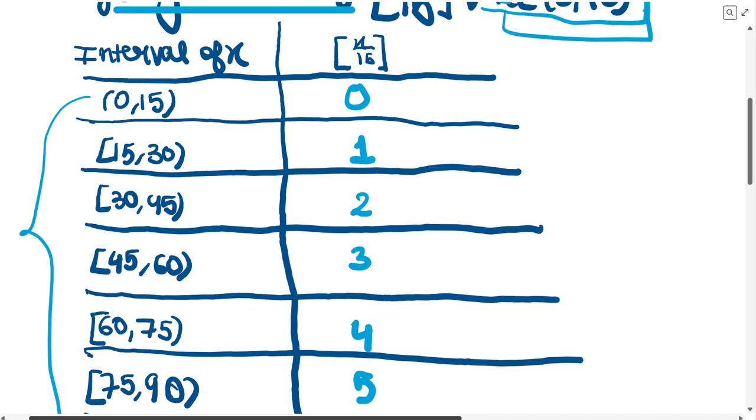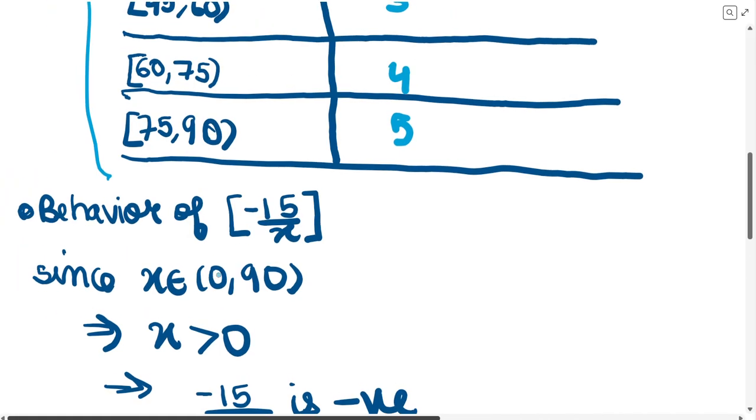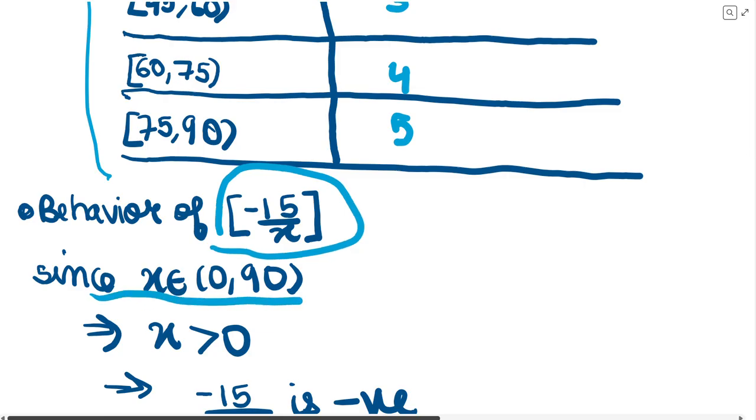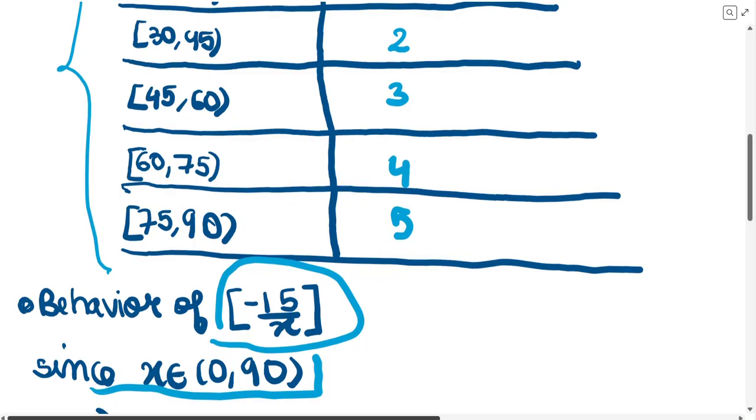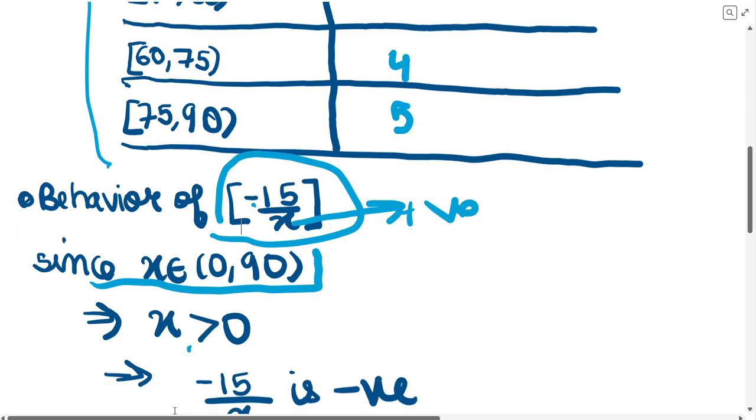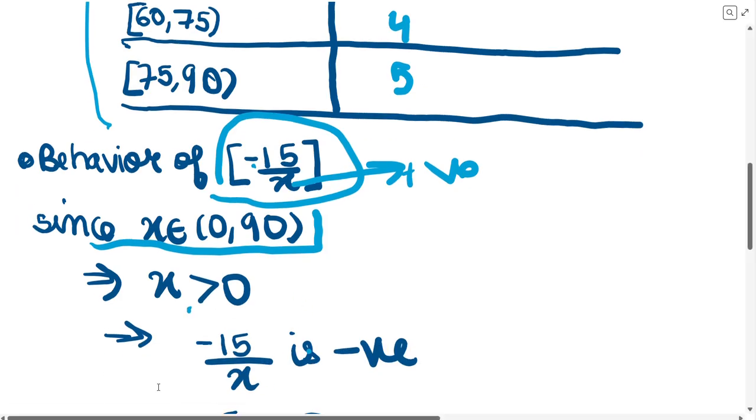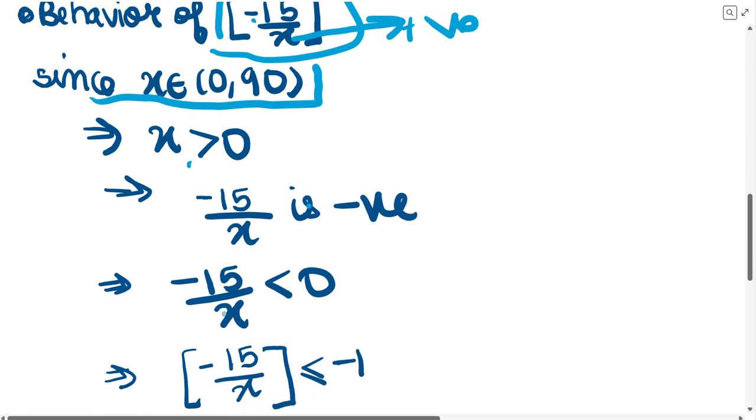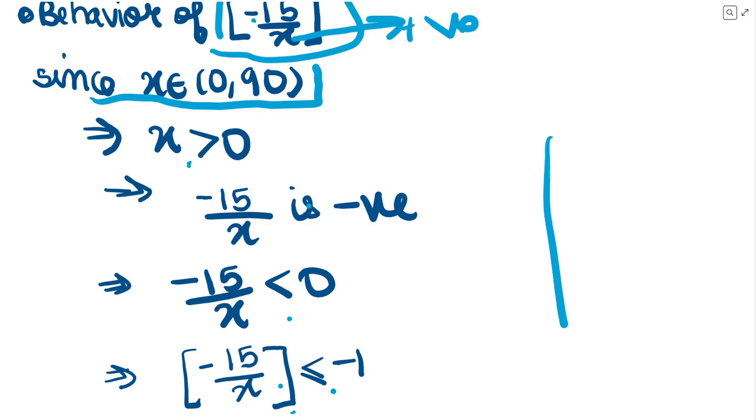So now our work is still not done here. We need to solve for the other part, the behavior of minus 15 by x, right? Since x is from 0 till 90, that means x is taking positive values. So this part is always going to be positive, and there is a negative sign here. That means minus 15 by x is always going to be negative, that is, minus 15 by x is less than 0. And that means the greatest integer of a negative function can take a maximum value of minus 1, or it has to be less than that.